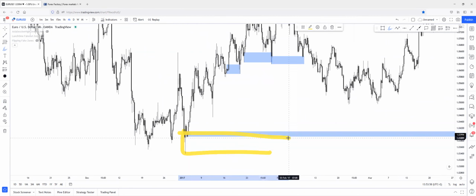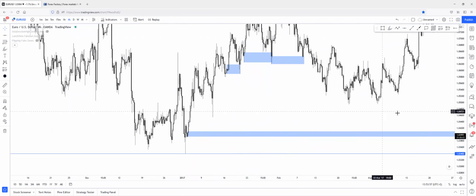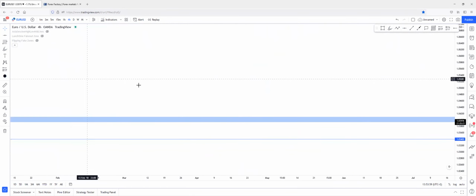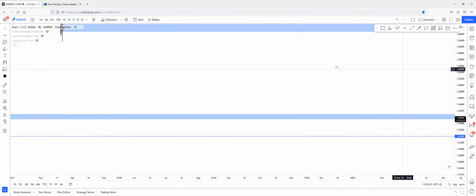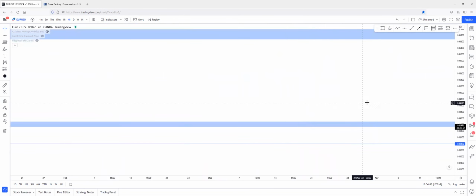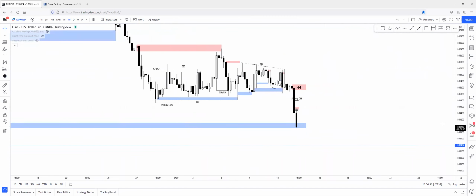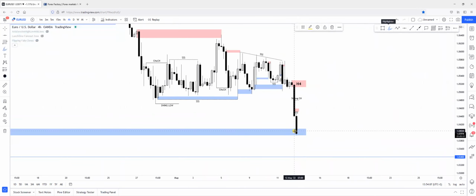Basically, this whole level right here is a weekly demand level. So I will mark it here as a weekly low point. If price breaks below this blue line, that will be a weekly break of structure to the downside. But as soon as this demand holds, there won't be a break of structure. If this demand breaks, there will be a break of structure to the downside.